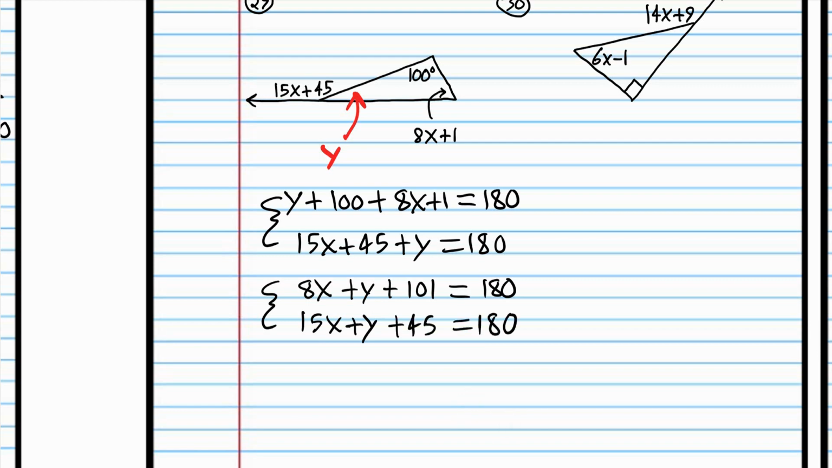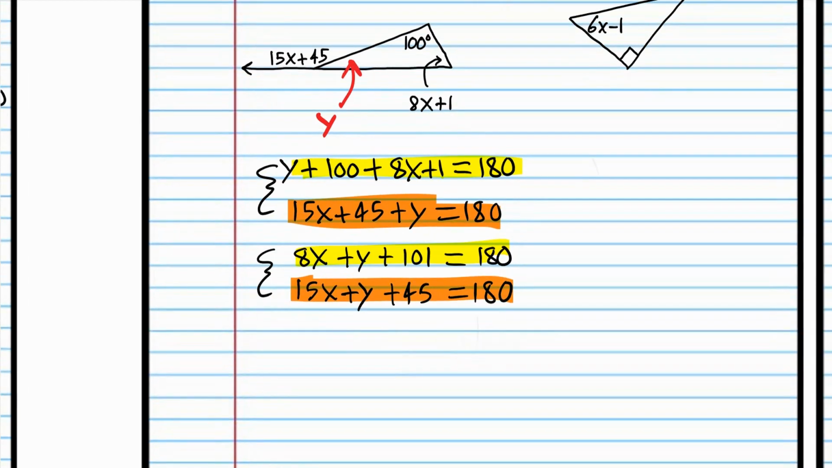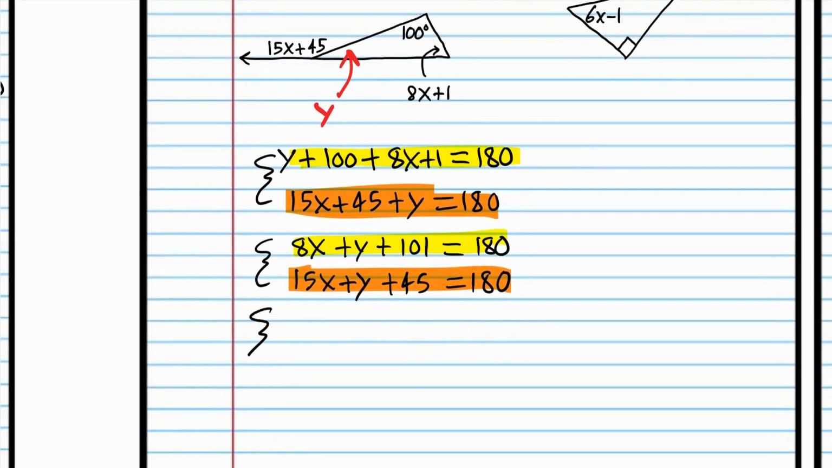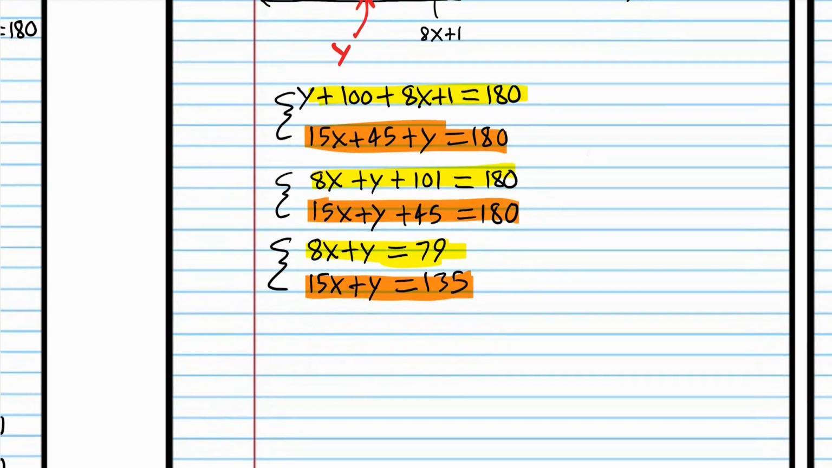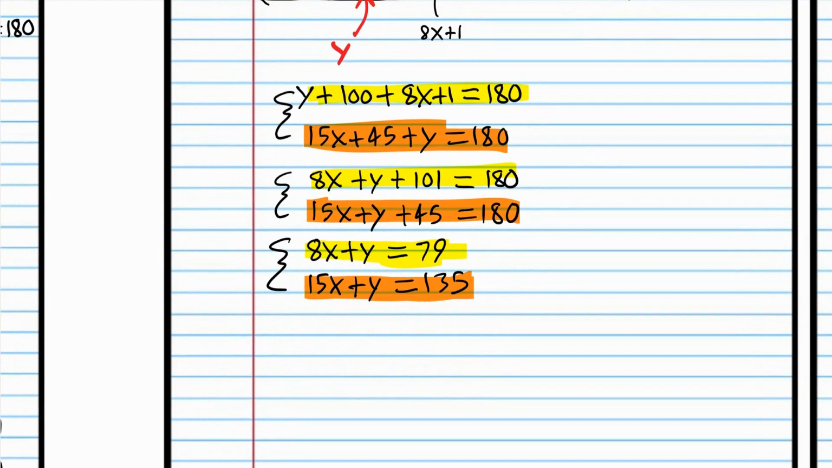Now I'm going to take the 101 and the 45 and put them on the other side. So I'm going to subtract 101 from both sides in the yellow equation, and I'm going to subtract 45 from both sides in the orange equation. Again, I don't want you to get confused about which equation is which.